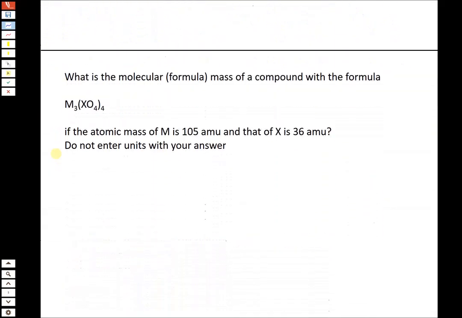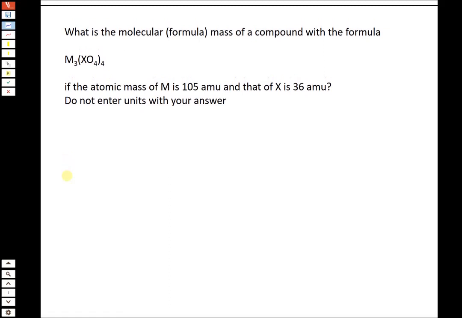All right, and then we get into another question that deals with formula mass, or molar mass, or molecular mass, all these different terms that mean the same thing for a compound. The previous problem dealt with the definition of atomic mass for an element, and now we're going to deal with some formula masses for compounds. So we have a compound with the formula M3(XO4)4. Again, M is some generic metal, X is some generic nonmetal, not specified.